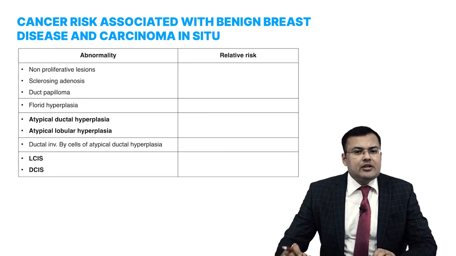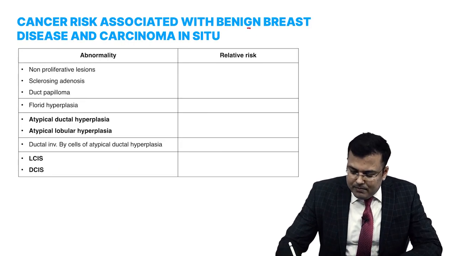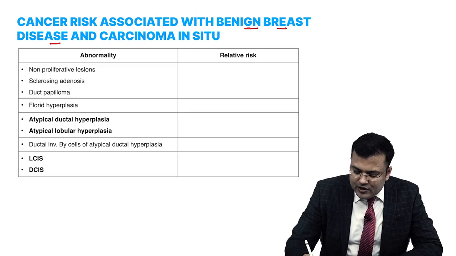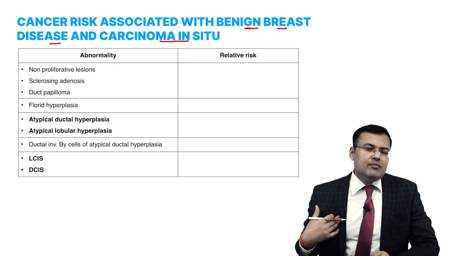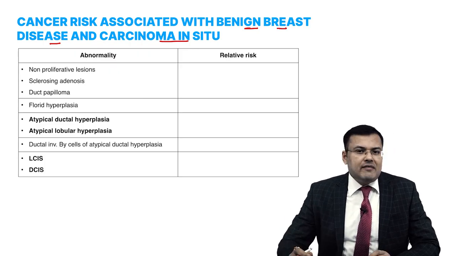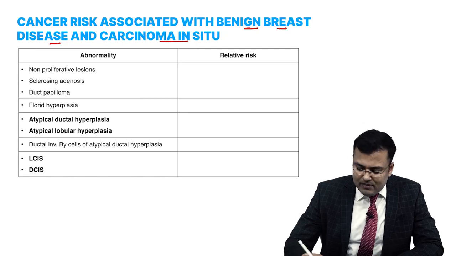Now see the risk of cancer associated with benign breast disease and carcinoma in situ. Imagine what kind of abnormality the patient has. Non-proliferative lesions: the patient has sclerosing adenosis or duct papilloma.